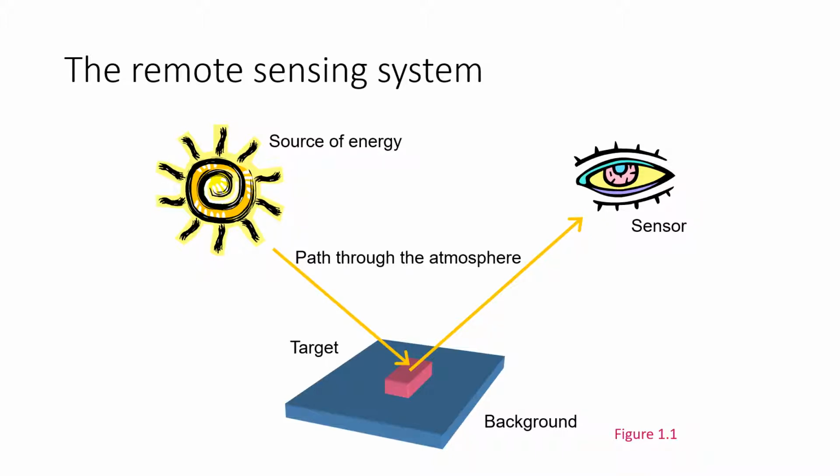So how does it work? You have to have a source of energy, you have to have a target, and you have to have a sensor. And then you have this path length, which is the distance that stuff has to travel through.